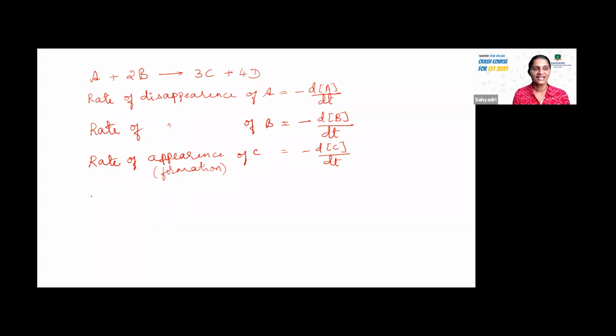Okay, then rate of formation of D is equal to plus d of concentration of D divided by dt, with a plus sign here because it is formation. I'm coming back to that stoichiometric coefficient.